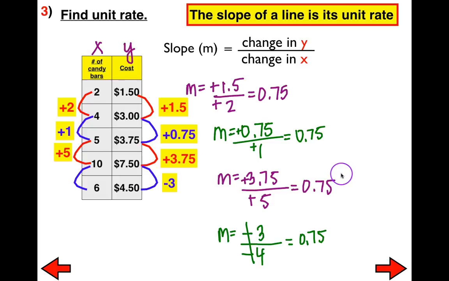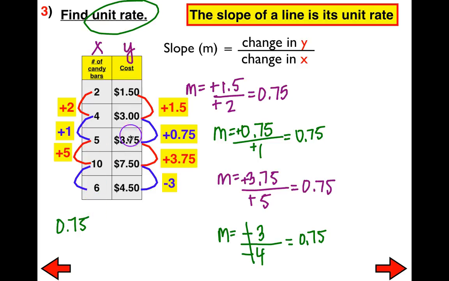So here, there's definitely a constant rate of change. So I can say that the slope, oh wait, not slope, unit rate, whoops. The unit rate is 75, what though?